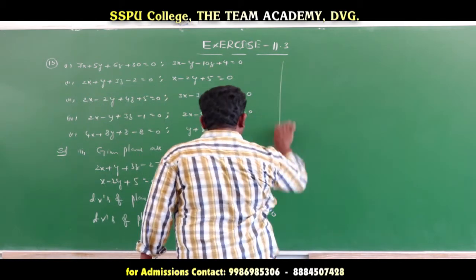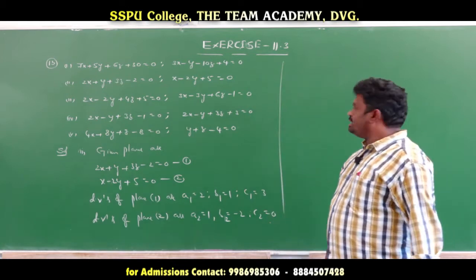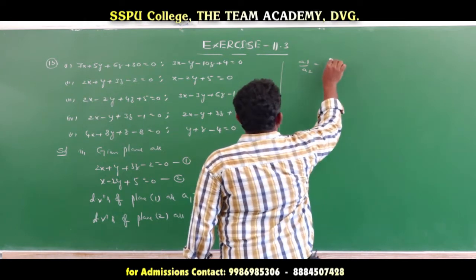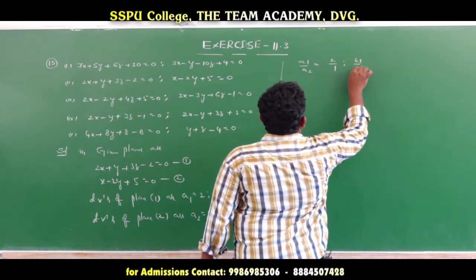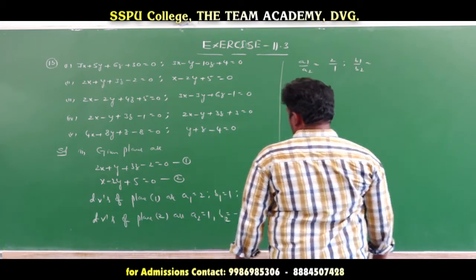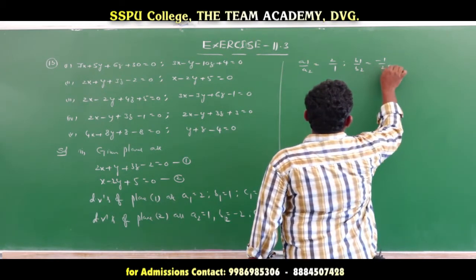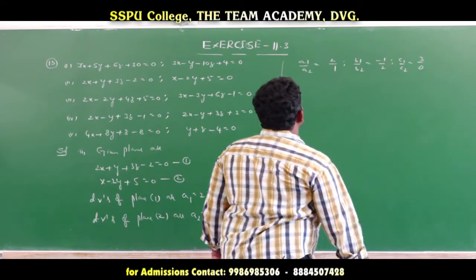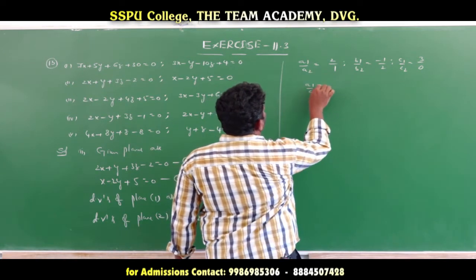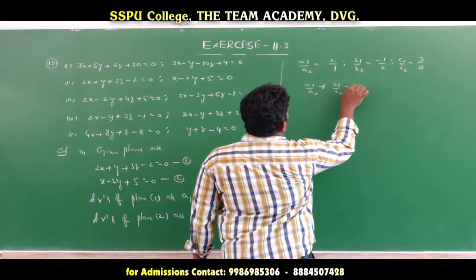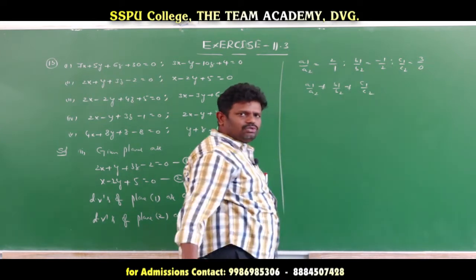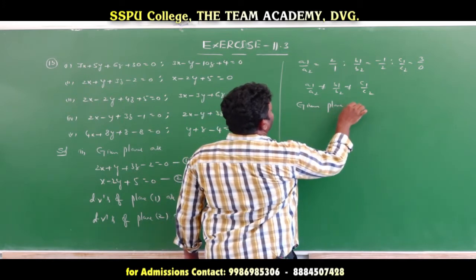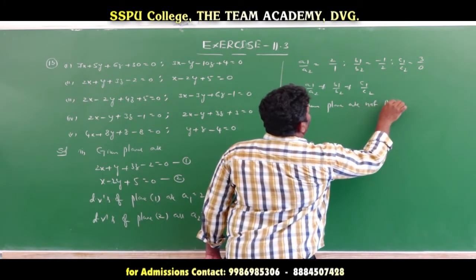Now we verify the conditions. First, the parallel condition, where we verify the ratios. A1 by A2 is equal to 2 by 1. B1 by B2 is equal to 1 by minus 2, that is minus 1 by 2. Next, C1 by C2 is equal to 3 by 0. Again the ratios are not equal. A1 by A2 is not equal to B1 by B2 is not equal to C1 by C2. Therefore, the given planes are not parallel.